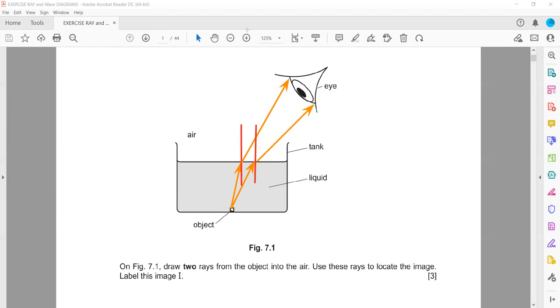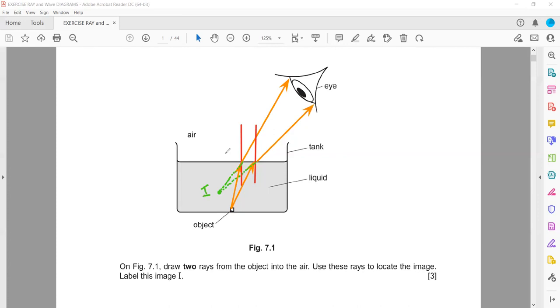How is this image seen by the eye? Because our brain always senses that the light is coming straight from the object. So when our brain relocates the position from where the light rays are coming, because our brain always considers light to be coming straight from the object, the new position of the object refers to the image. So it will appear closer to the surface.